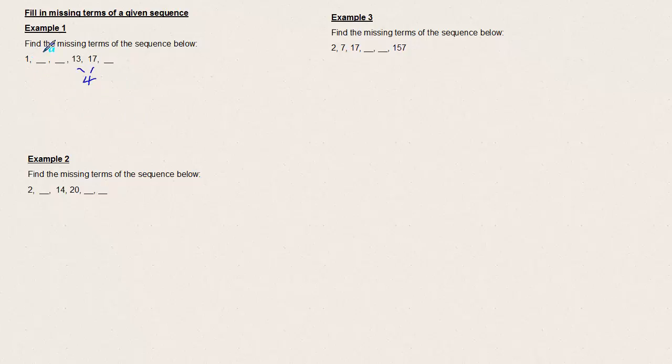1 plus 4 is 5. 5 plus 4 gives us 9. 9 plus 4 is 13, so that works. 13 add 4 is 17. 17 add 4 would give us 21.